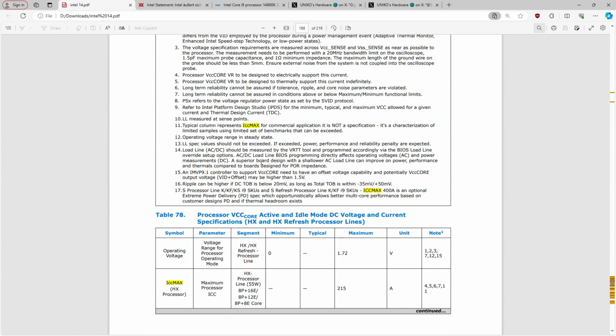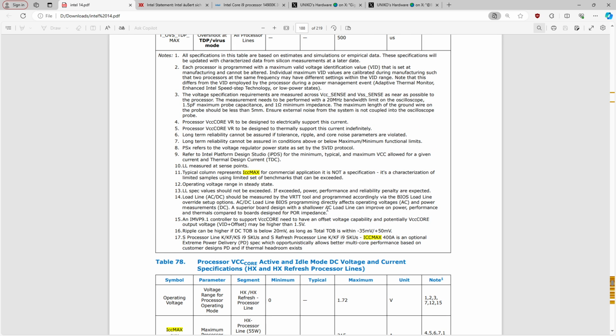And the other issue is right here. It says a superior board design with a shallower AC load line can improve on power, performance and thermals compared to boards designed for a point of reference impedance. And the issue I have with this is, yeah, but designing a better board is expensive. Intentionally setting the AC load line wrong is cheap. In fact, it's basically free. Well, not literally free, right? Somebody needs to go in and set the values in the BIOS, but it's much cheaper than actually designing a better board.